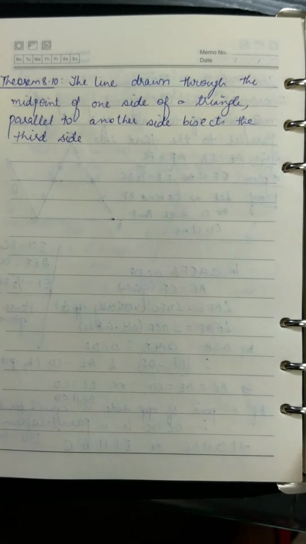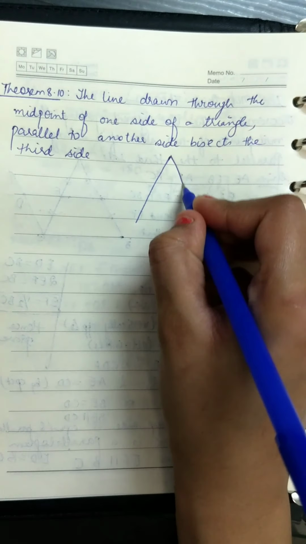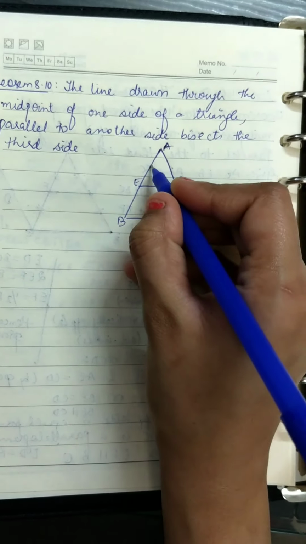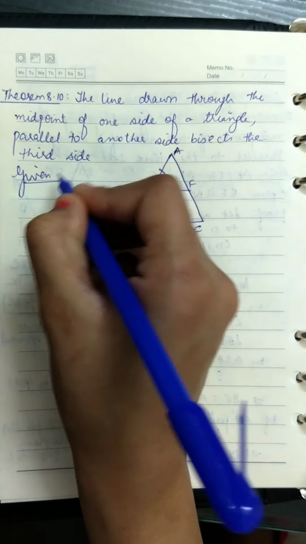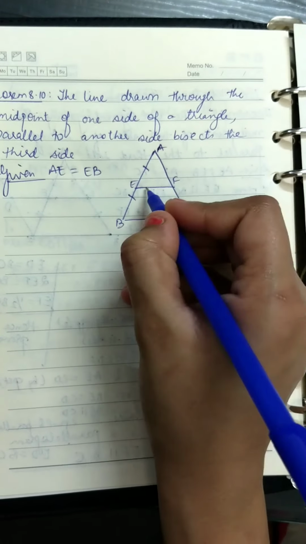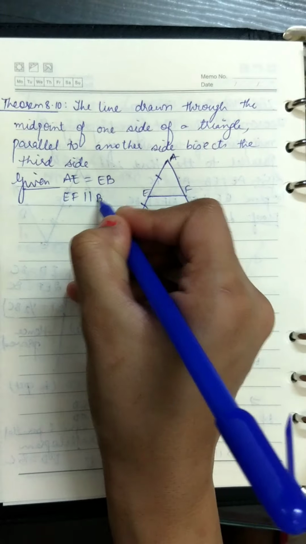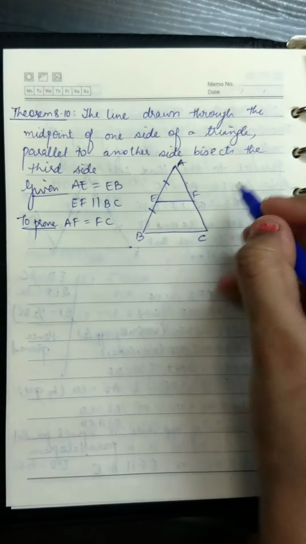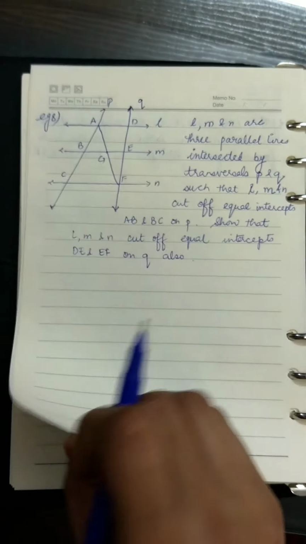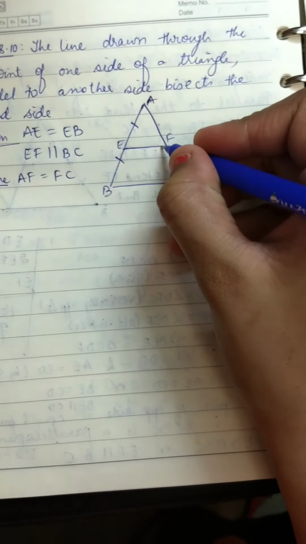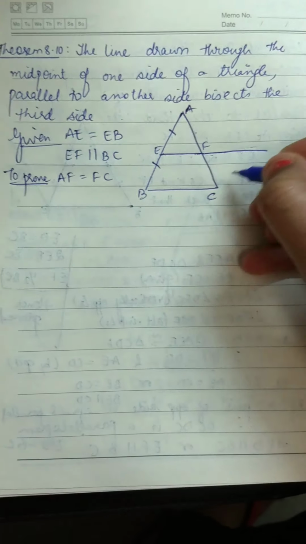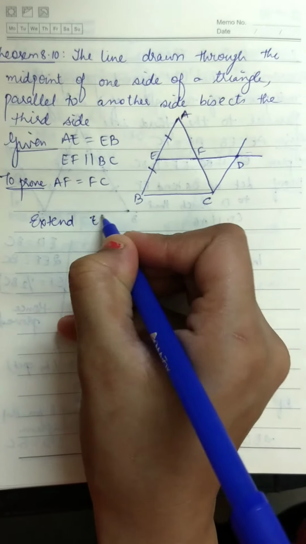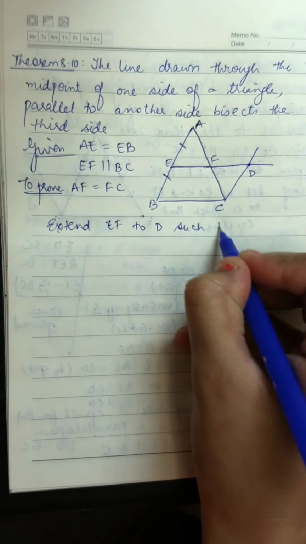Theorem number 10. A line drawn through the midpoint of one side of a triangle, that means A, B, C, E and F. So we have been given that AE is equal to EB, parallel to the other side, EF is parallel to BC. It bisects the third side. We have to prove that AF is equal to FC. So extend EF to D such that CD is parallel to AB.